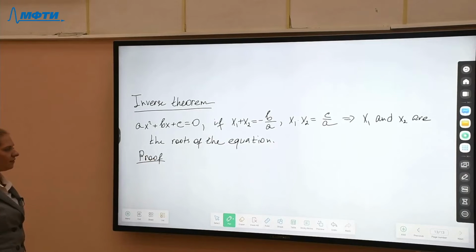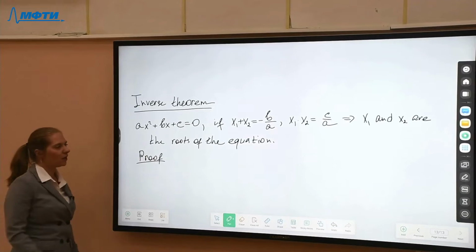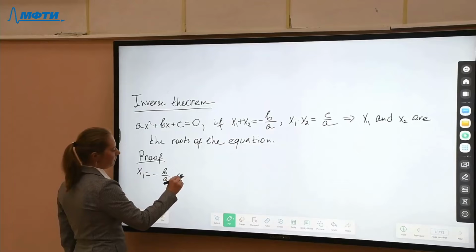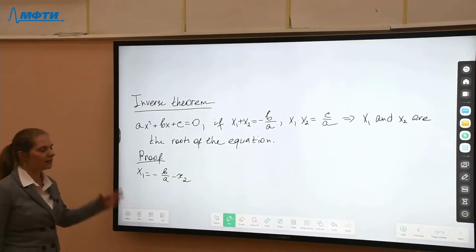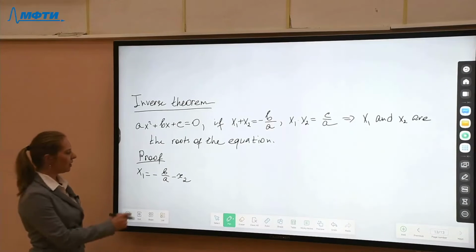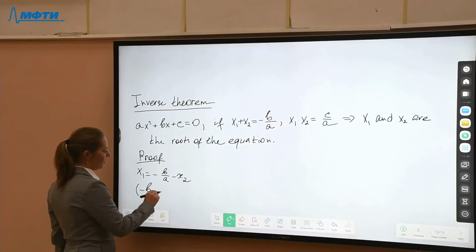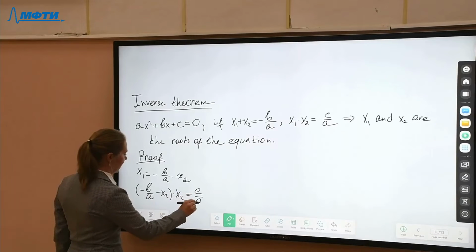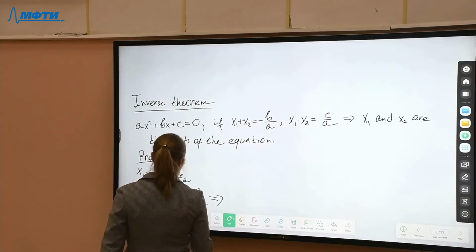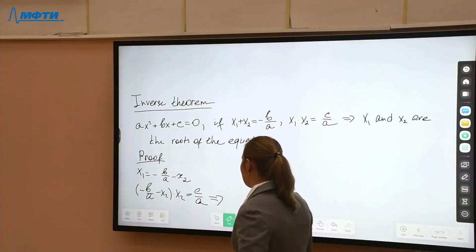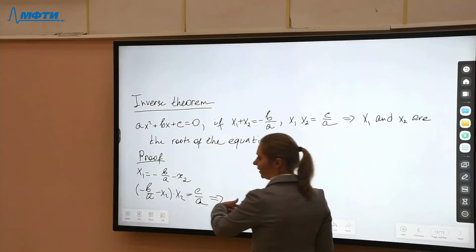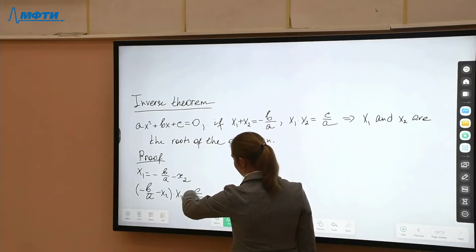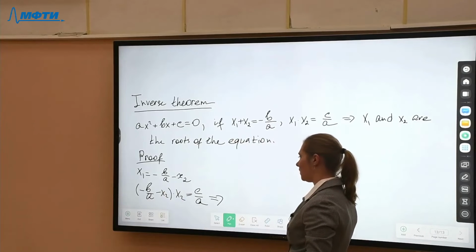So let's prove it. From the first equation, we can find x1. We can say that x1 is minus b over a minus x2. And then we can substitute it into the second equation. And we have minus b over a minus x2 times x2 is c over a. Then I will multiply both sides by a, and then I will take everything from the right side to the left side, and multiply by minus 1.